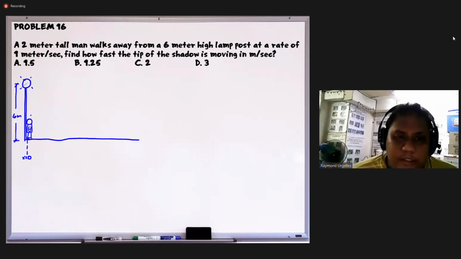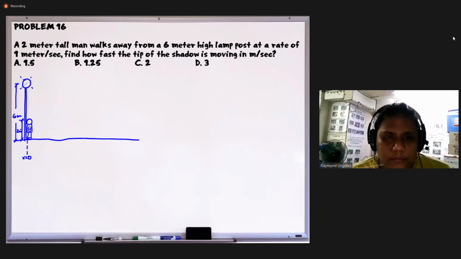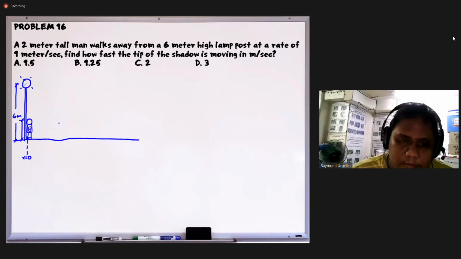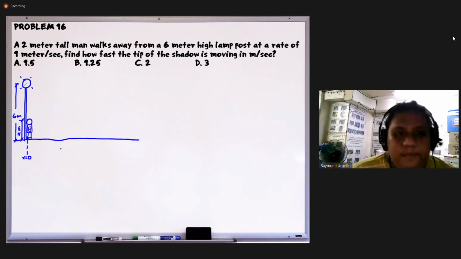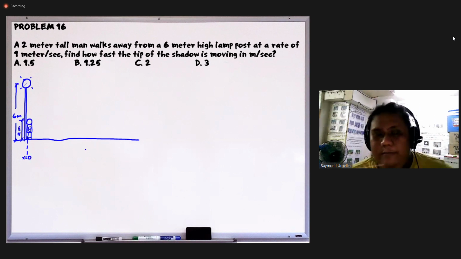Sabi dyan, yung man natin is 2 meters tall. So kaya from here, then to here, itong length na to, this is 2 meters. So that's 2 meters tall. Nakuha ba? So yan.